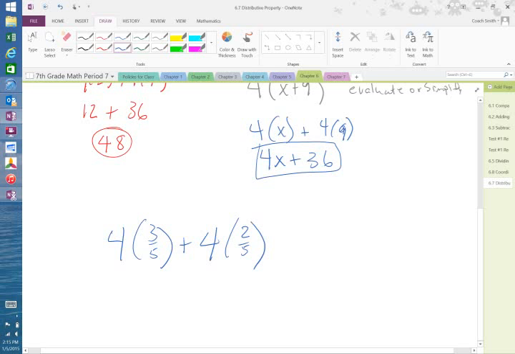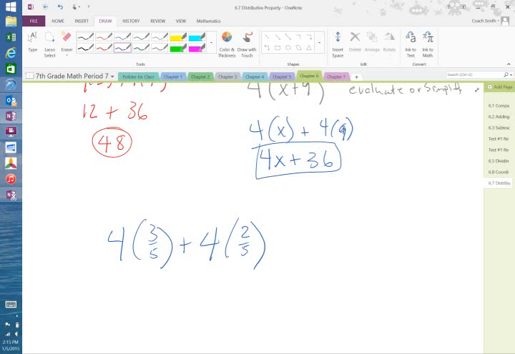No, I understand. When we're multiplying fractions, we change mixed numbers to improper fractions. Is there any mixed numbers? No, but there's whole numbers. So you'd have to change 4 to 4 over 1 times 3/5 plus 4 over 1 times 2/5, and then you got to multiply it out, right?